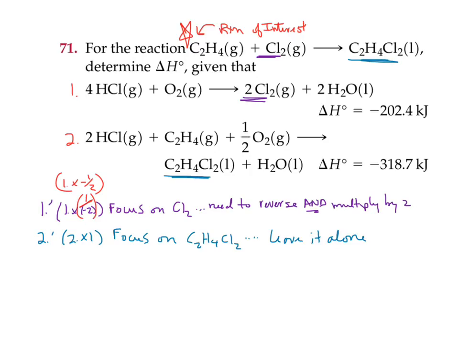And the waters, crazy as it is, you can actually just eyeball and see what's going to happen with the waters. When you take the first one and you divide by 2, you're going to have 1 mole of water there. And actually, we're going to reverse it, so 1 mole of water is going to be over here. And for 2, we're going to have 1 mole of water over there. So those are going to cancel each other out. So we didn't have to worry about the water this time.